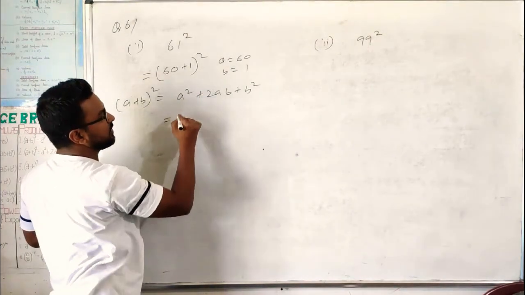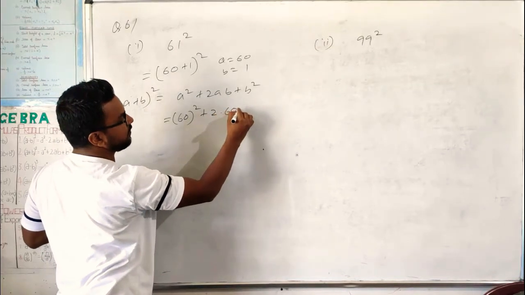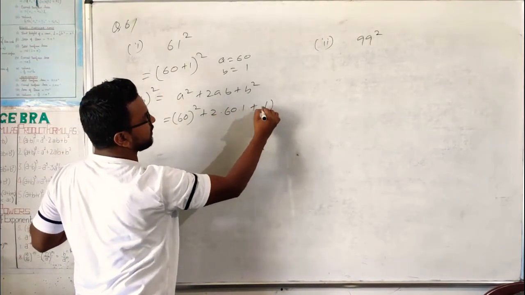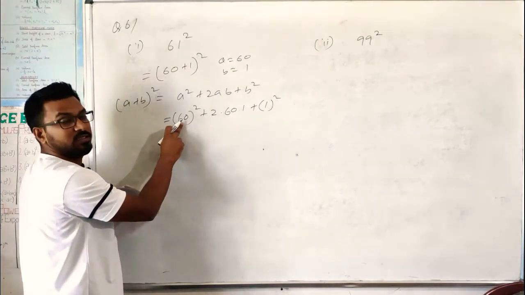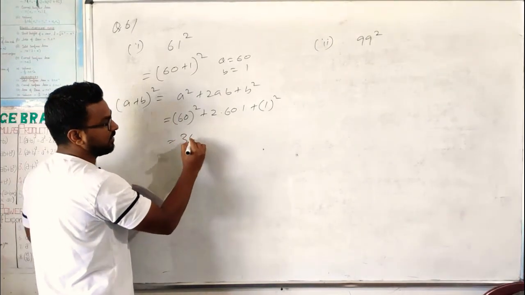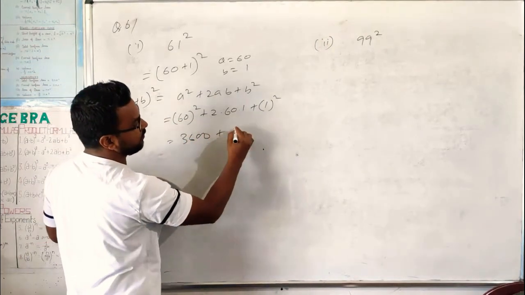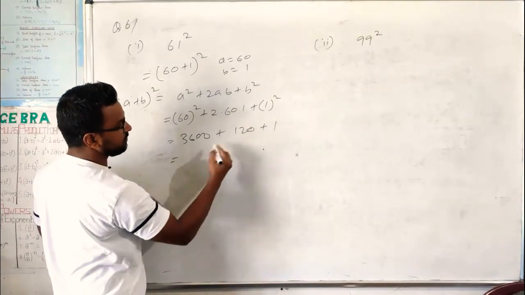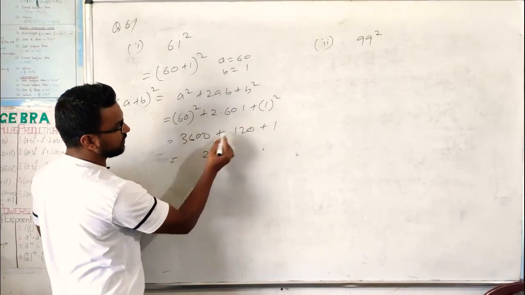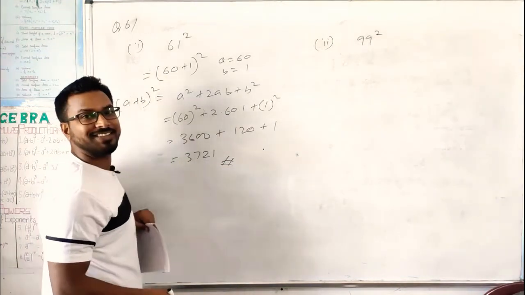So a is what? 60. So 60 square plus 2 into a is 60, b is 1, plus 1 square. So square of 60 is what? 6 square is 36, and there will be 2 zeros, right? And this will become 120 plus 1. If you add all these terms, you will get how much? It will be 3721, which is our answer.